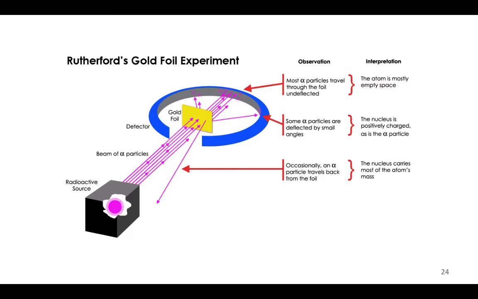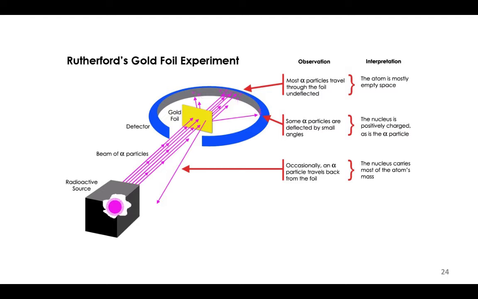The atom contains a very small volume of space with a lot of mass that is positively charged. We call that volume of space the nucleus. When most of the alpha particles pass straight through the gold foil, it showed that the atom is mostly empty space. The alpha particles that were deflected by small angles were caused by the positively charged alpha particles passing close by the nucleus of the atom, proving that the nucleus is positively charged. The alpha particles that bounced back were caused when the alpha particles struck the nucleus.